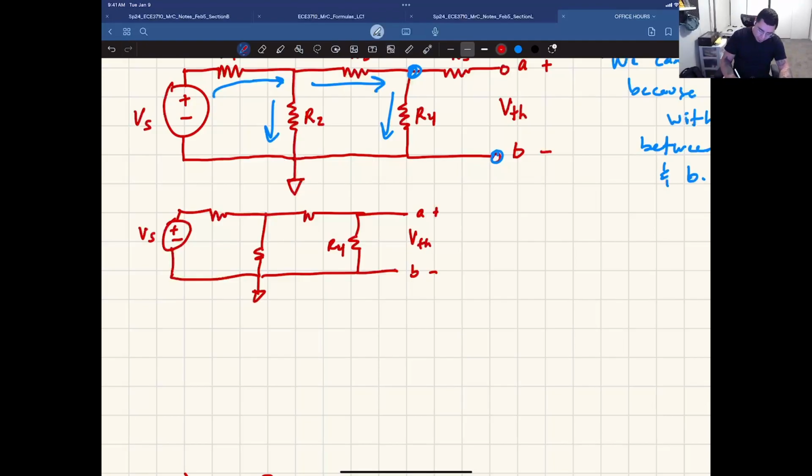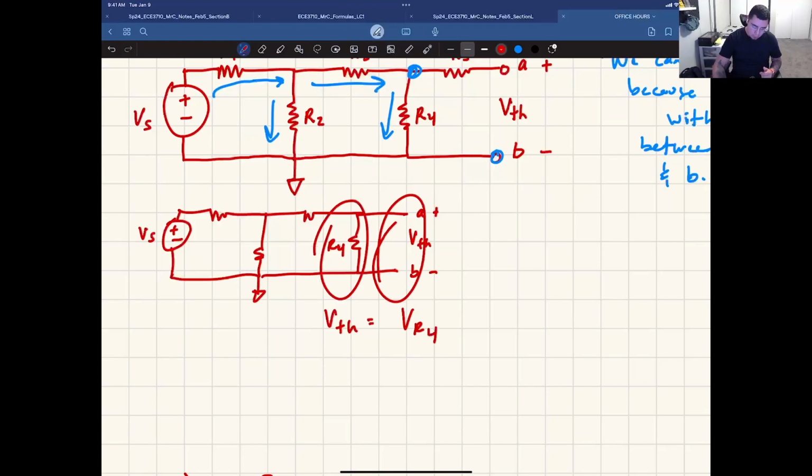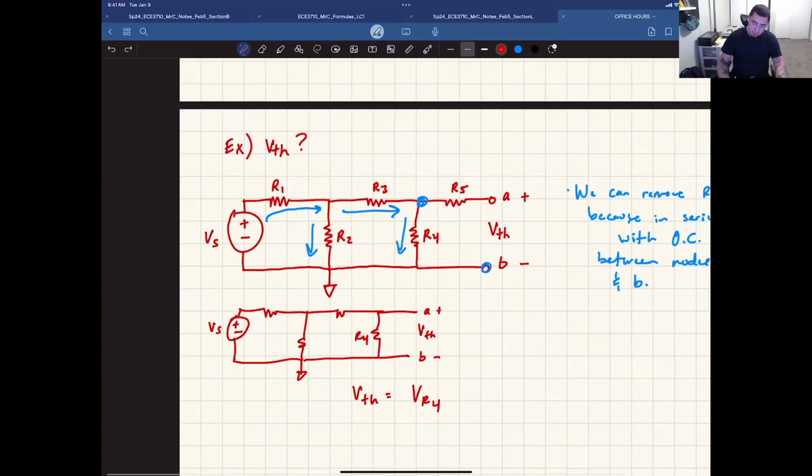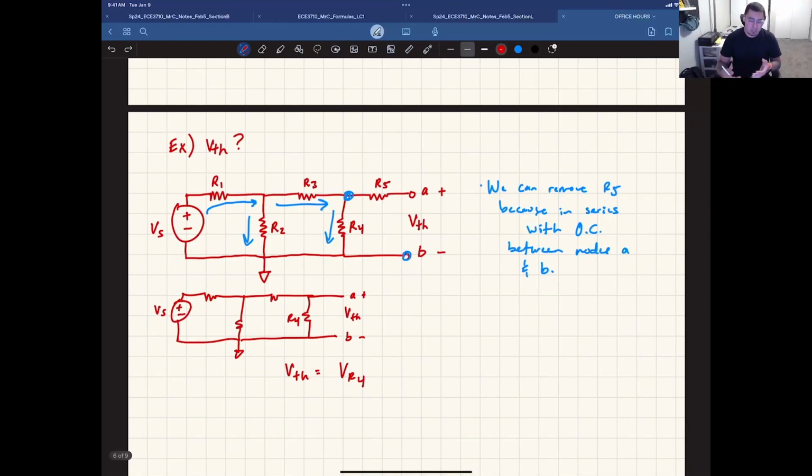Now your task is to note that Thevenin is equal to VR4. So you would use whatever circuit analysis fits this solution to find the voltage across R4, because that is equal to Thevenin. Remember, things in parallel share the same voltage. Okay, so we have shown an example where, solving for Thevenin, you may possibly have to remove a resistor. And that's because R5, as mentioned, was in series with the open circuit across nodes A and B.